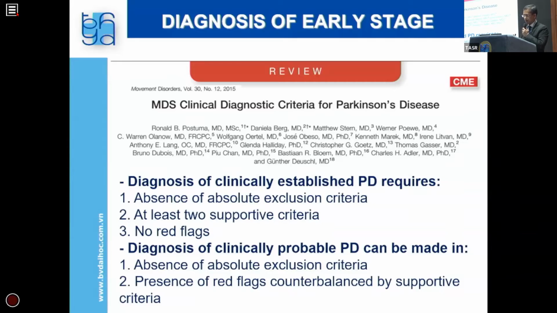And how about clinically probable Parkinson's disease? We will make the diagnosis when the patient also has no absolute exclusion criteria, and the patient has the presence of red flags counterbalanced by supportive criteria. That means if the patient has 1 red flag, they have at least 1 supportive criterion.